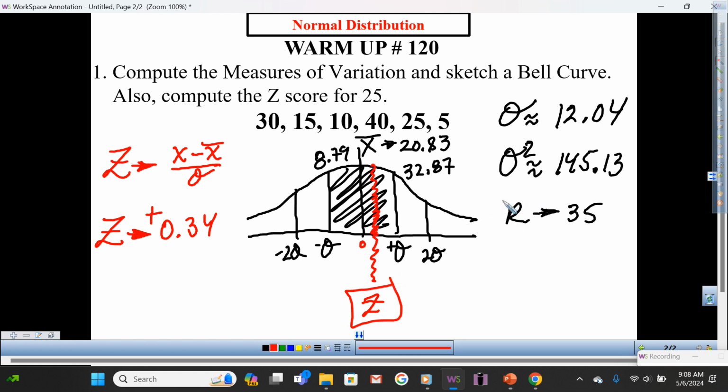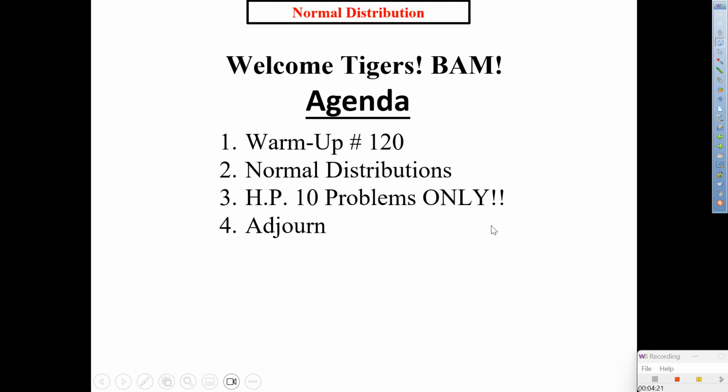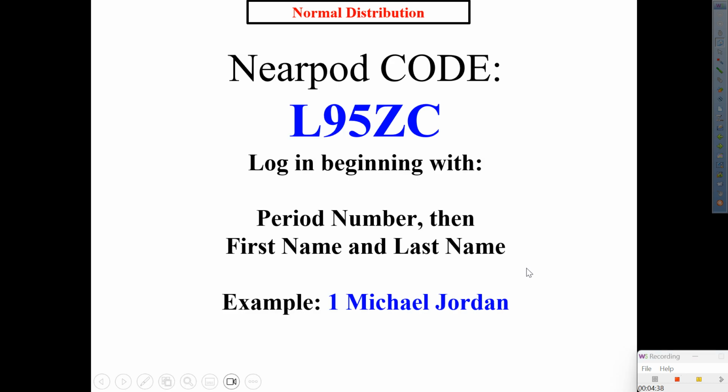All right, good. Because today we're going to be using all of this, guys. I'm just giving you a heads up because we're moving on to the last section of the course. Copy the warm-up, please. Make sure you send me the warm-up on Nearpod. Warm-up 120, normal distribution. Tonight's home plate, only 10 problems. Only 10. All right. So, home plate code L95ZC. L95ZC. L95ZC.